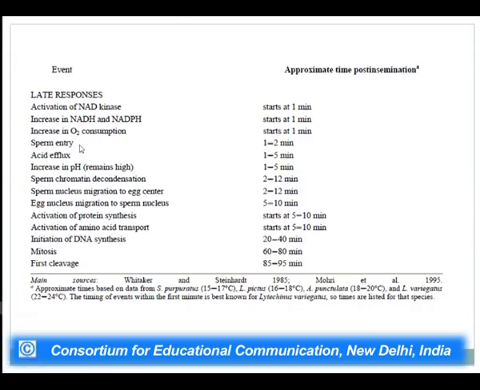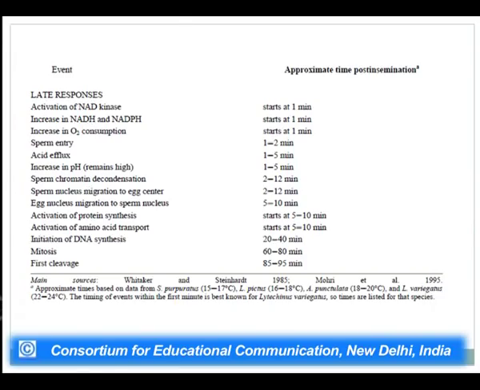The sperm has now entered, and there is an acid efflux that occurs because the intracellular hydrogen ion concentration is decreased, which means there is increase in pH, and this increase in pH remains high. Then there is sperm chromatin decondensation that occurs. So this is again a very important aspect. When the sperm nucleus enters into the egg, it converts into what is called the sperm pronucleus. We will also see this further down.